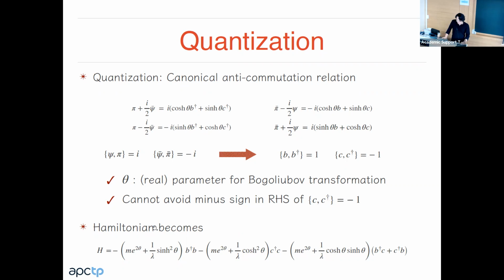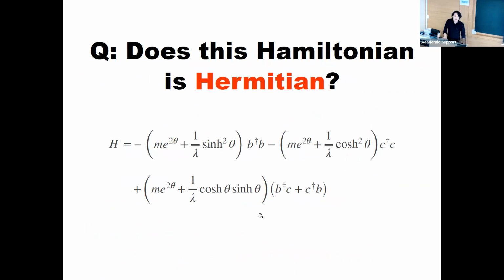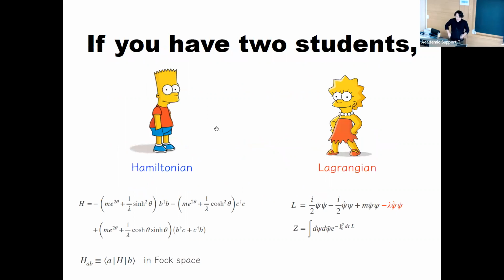And then we can express the Hamiltonian in terms of B and C. Then let me ask whether this Hamiltonian is Hermitian or not. This theta, m and lambda are all real variables, so you might say that it's Hermitian. But let's see. If you have 2 students, you can give them homework. So for Bart, I will give this Hamiltonian. And as usual, you can ask them what the energy spectrum is.